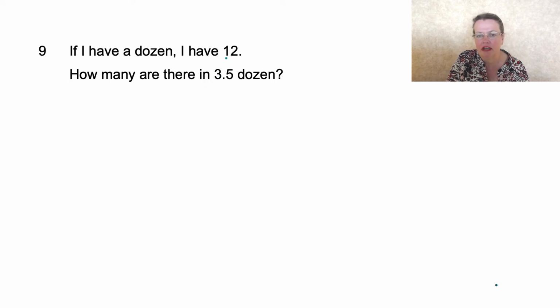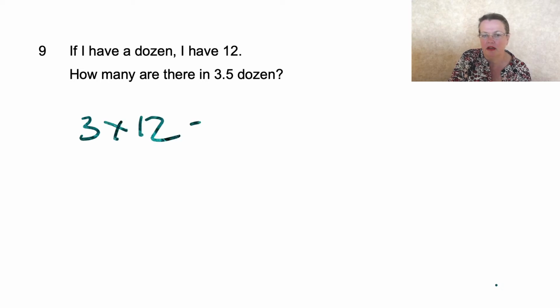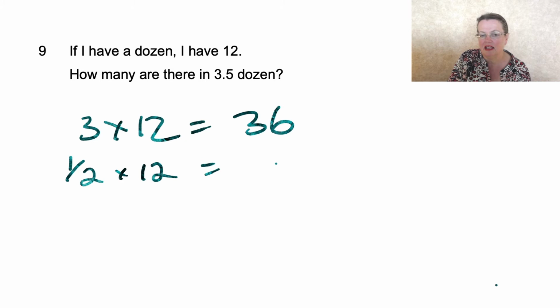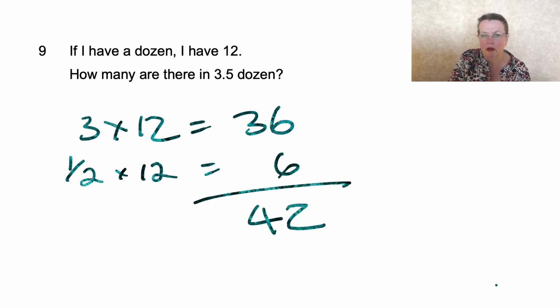You could go 3 times 12. So 3 times 12 is 36. A half of 12 is 6. Add them together is 42. Or if you want to do it, you can just go 12 times 3.5.